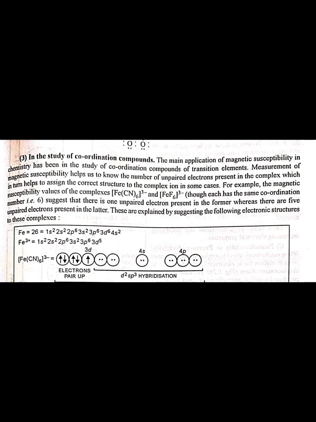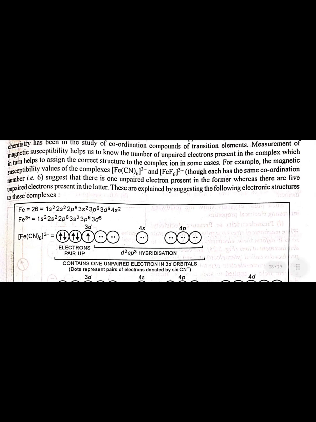Measurement of magnetic susceptibility helps us to know the number of unpaired electrons present in the complex, which in turn helps to assign the correct structure to the complex ion in some cases. For example, the magnetic susceptibility values of the complexes [Fe(CN)6]3- and [FeF6]3- suggest that there is one unpaired electron present in the former, whereas there are 5 unpaired electrons present in the latter. These are explained by suggesting the following electronic structures.